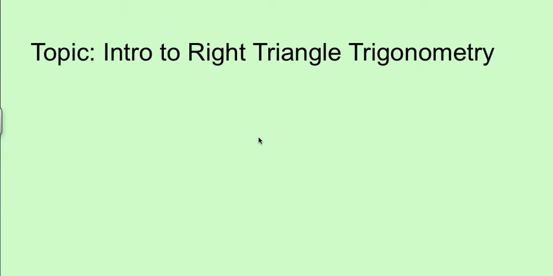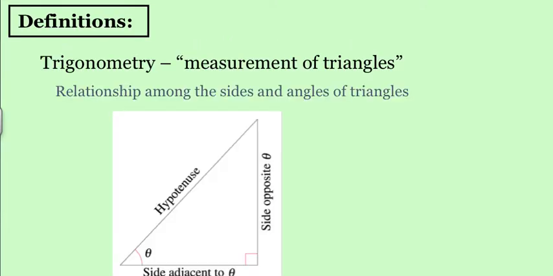This is the introduction to right triangle trigonometry. This first slide you don't need to write down. Trigonometry is the measurement of triangles. We're going to focus today on the relationship between the sides and the angles of triangles. We're going to focus on the right triangle today. The right triangle has the side adjacent, hypotenuse, and opposite.